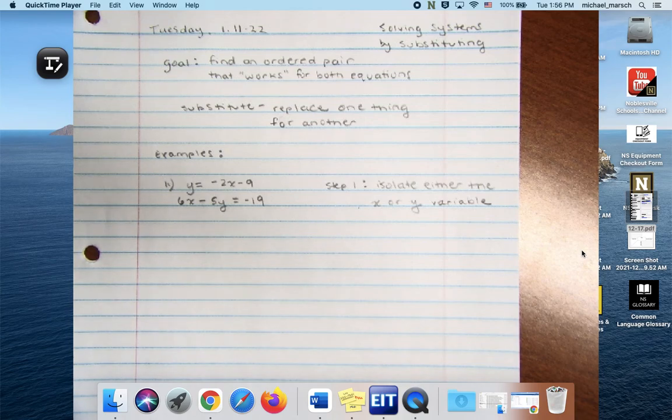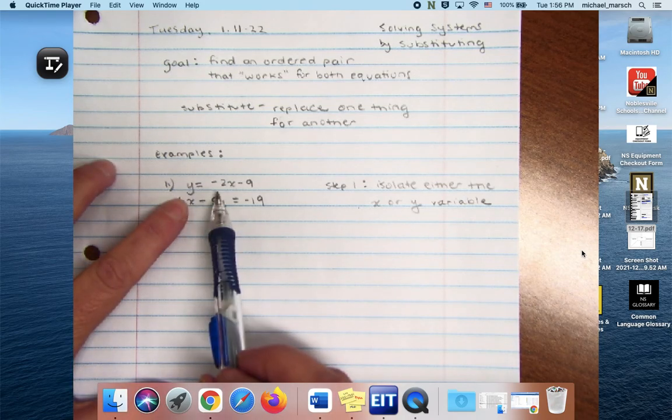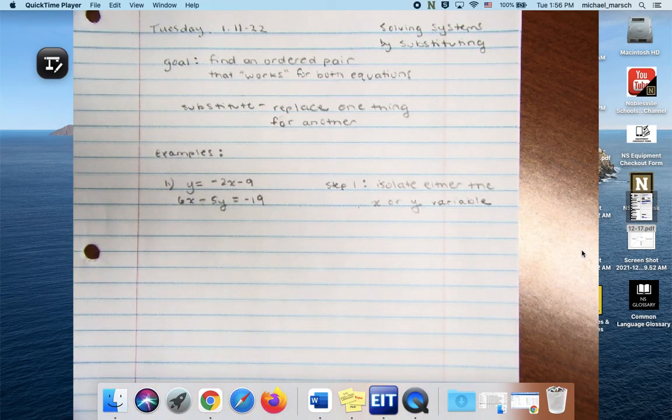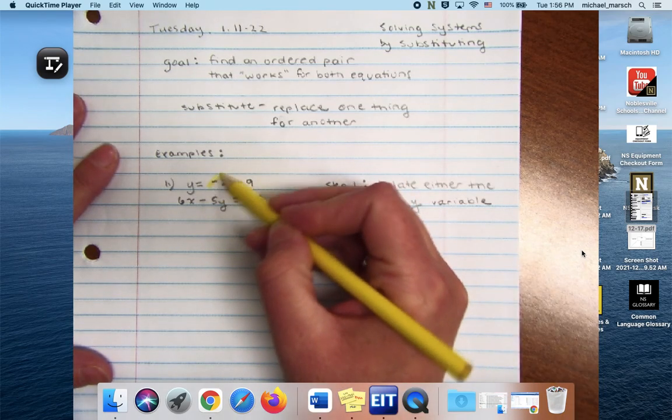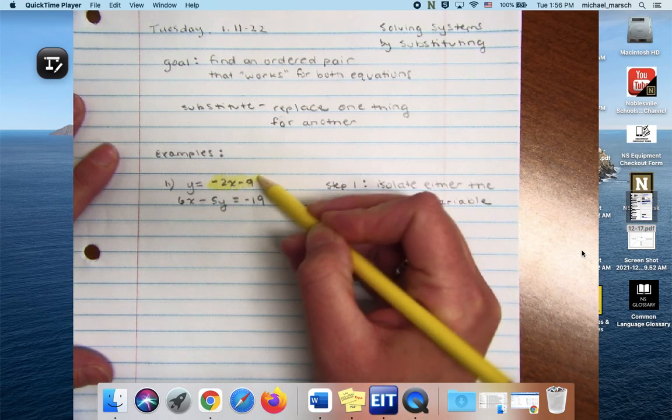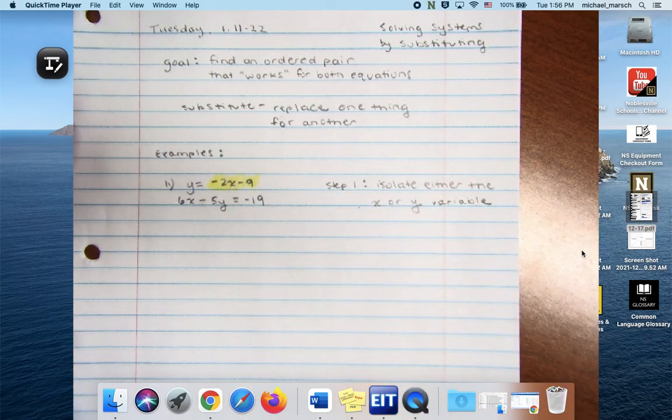Is x either by itself or y either by itself? Sure is. What is by itself already? Y. So we know that y equals negative 2x minus 9. Cool. So I'm going to highlight that. And we isolated it. Now, it won't always be that easy. Sometimes you'll have to do some arranging with your inverse operations to get x or y by itself. But for right now, example 1, I'm going to give it to you.